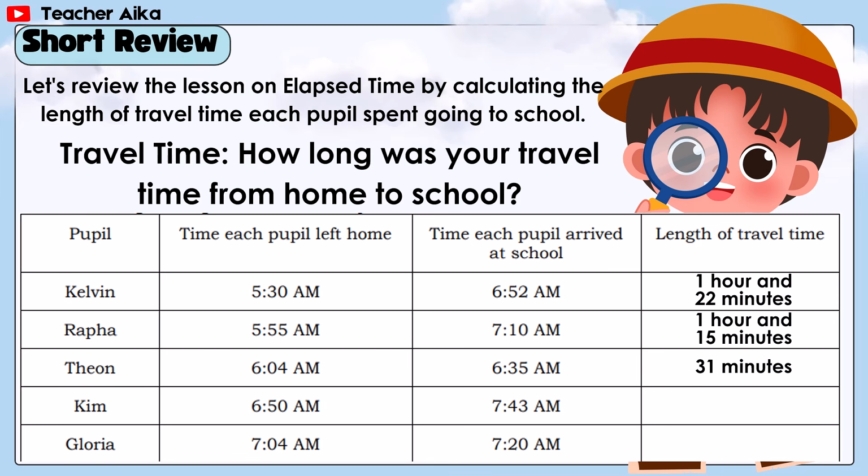Kim left home at 6:50 a.m. Arrived at school at 7:43 a.m. Length of travel time, 53 minutes. Gloria left home at 7:04 a.m. Arrived at school at 7:20 a.m. Length of travel time, 16 minutes.